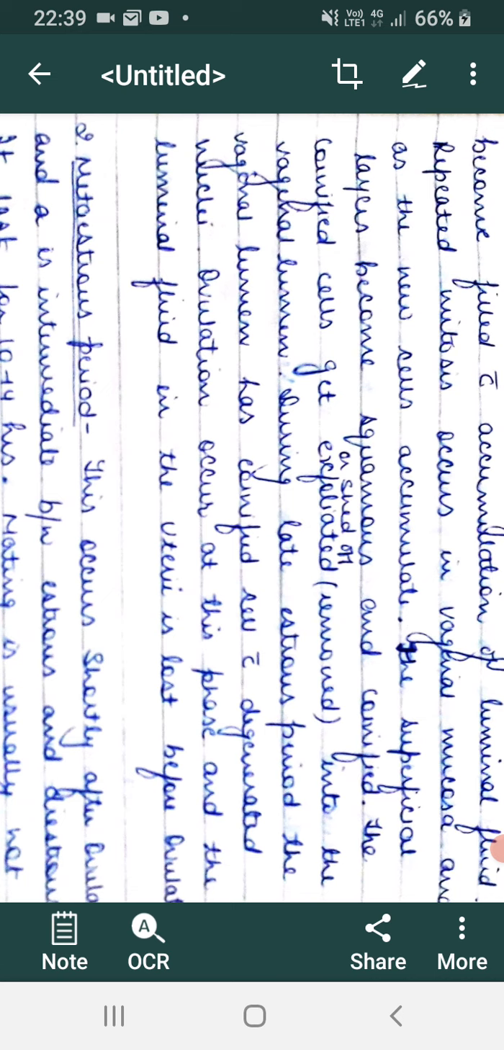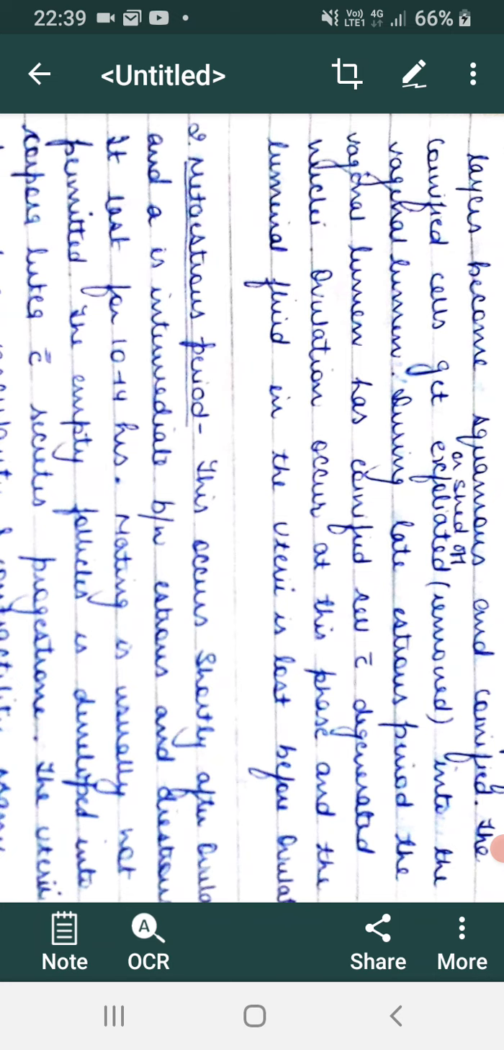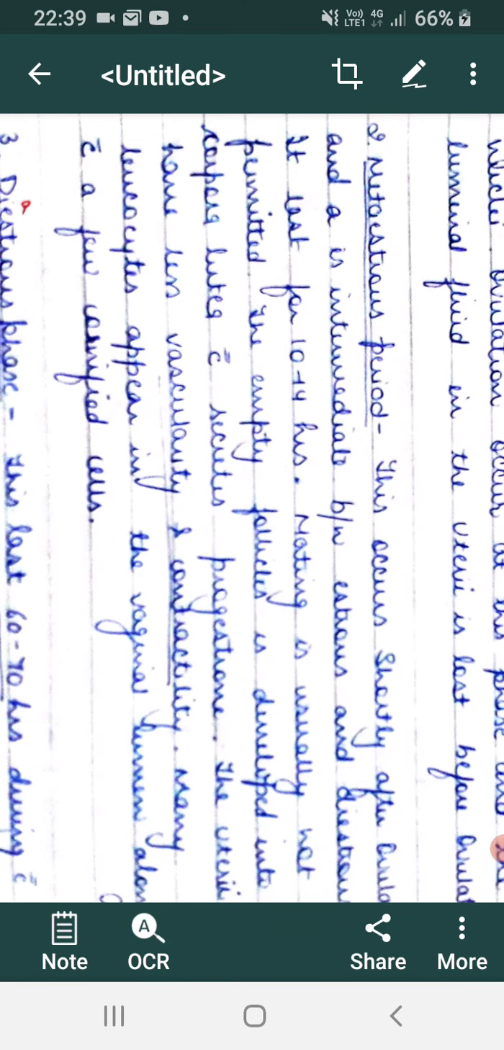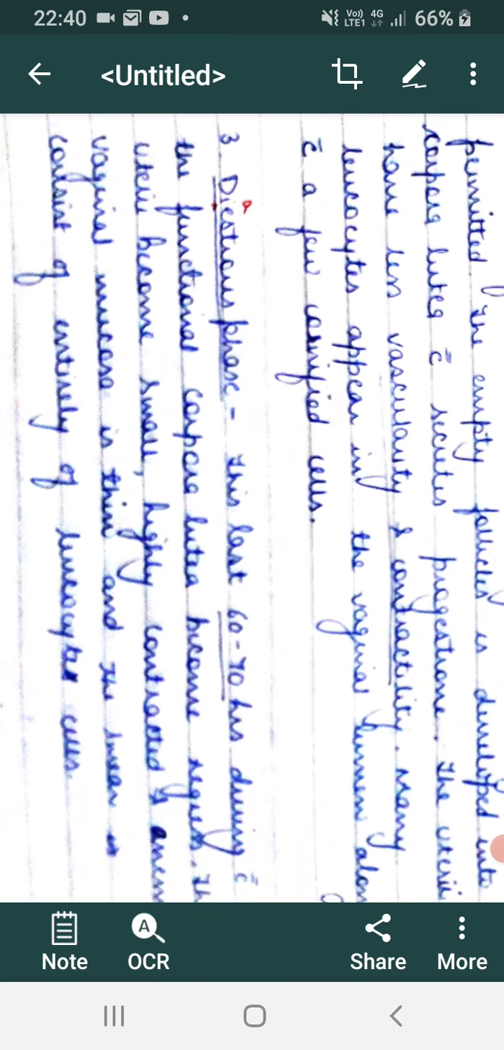Next is the metaestrus period. Metaestrus period is short. It lasts from 10 to 14 hours. Mating is not permitted in this period, and the empty follicles develop into corpus luteum, and the corpus luteum secretes the progesterone. So the level of progesterone is high here. The uterus becomes less vascular and gets ready for the implantation, and the vaginal lumen has only few cornified cells and many leukocyte cells.